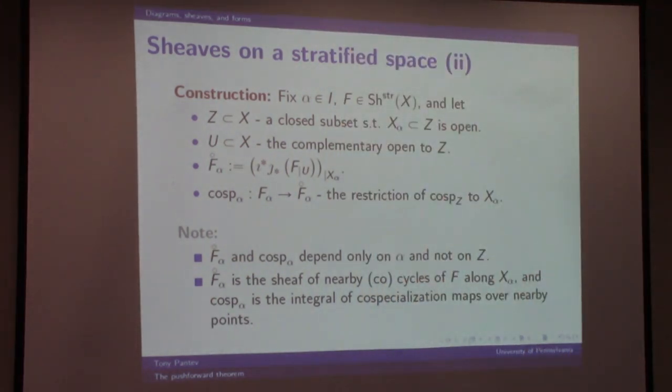So if you fix a stratum and a sheaf, then you can choose any closed subset which contains the stratum as an open. So for instance, you can take the closure of the stratum, and you can take the complementary open. You can take the nearby cycles for your sheaf for that open-closed decomposition and restrict it to the stratum. Then you get the co-specialization map, which is the restriction of the co-specialization map for the open-closed decomposition.